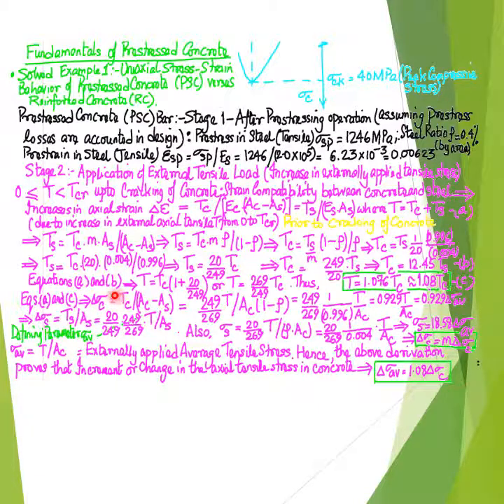In summary, the increase or change in the average applied actual stress in the concrete of the pre-stressed concrete bar, denoted as delta sigma subscript C, equals 0.929, that is almost 93% or 0.93 of the externally applied tensile force divided by the cross-sectional area of the pre-stressed concrete bar.